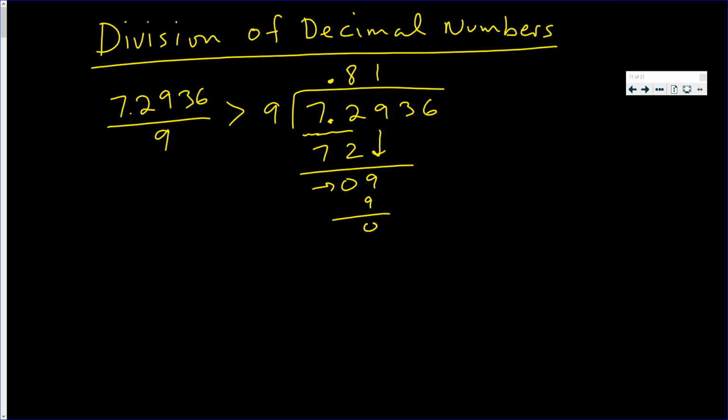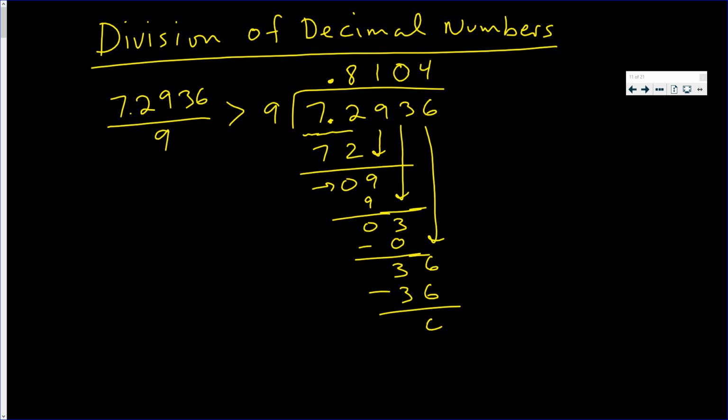I take away 9 once again. I get 0. I bring down this 3. 9 does go into 3, not evenly, but it goes in 0 times. 9 times 0, I subtract, I get 0. I bring down the 6. 9 goes into 36 4 times. That's 36, 0. That number on top is my answer. 7.2936 divided by 9 is equal to 0.8104.